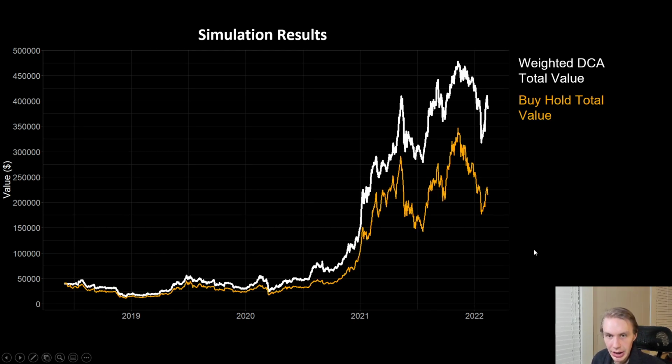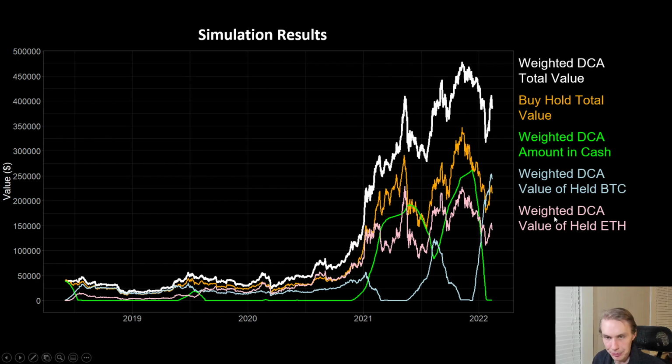Not too shabby. And that beats the market. If you had just bought and held that $20,000 worth of Bitcoin and Ethereum at this point in time and just held it over time, you would have been outperformed by this weighted DCA person. This strategy would have been outperforming someone who just bought and held over that time. And we can overlay some other lines here to get a better sense of what's going on underneath the hood of this weighted DCA strategy.